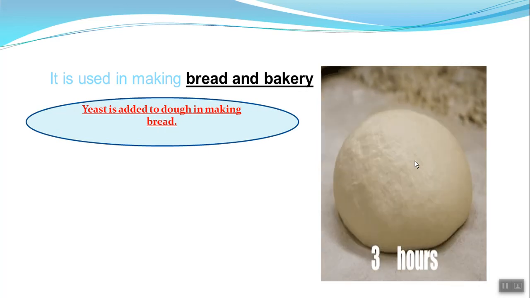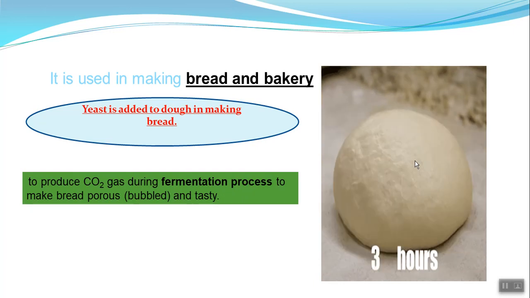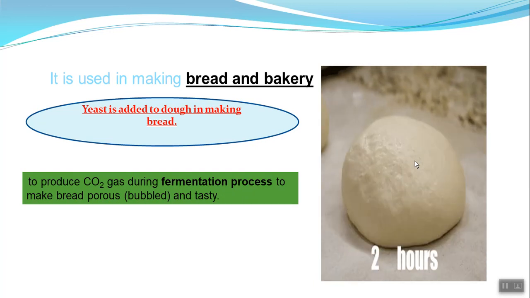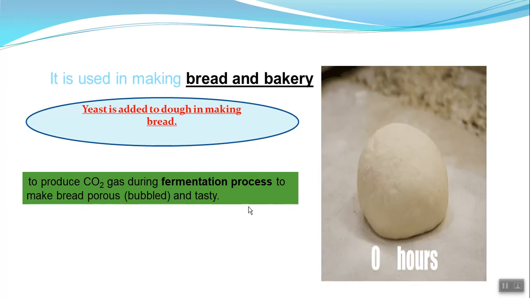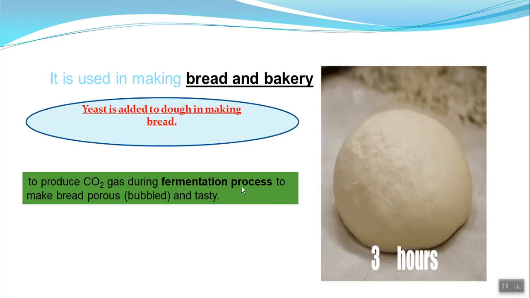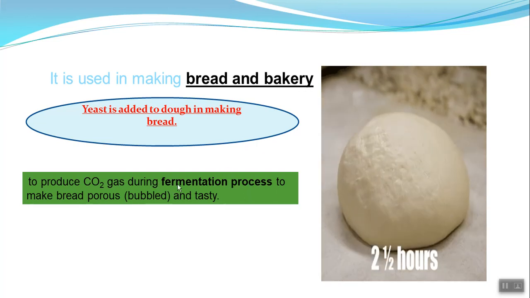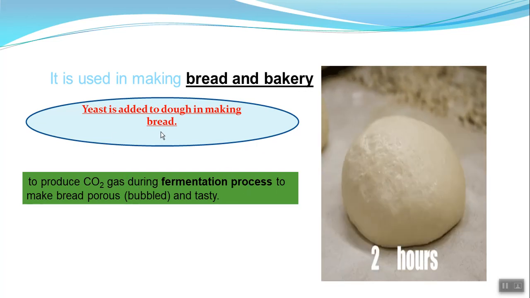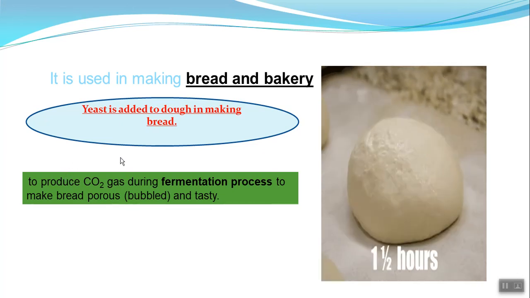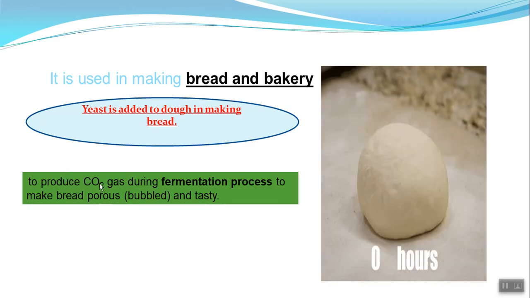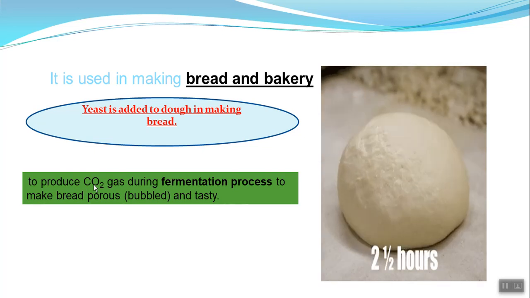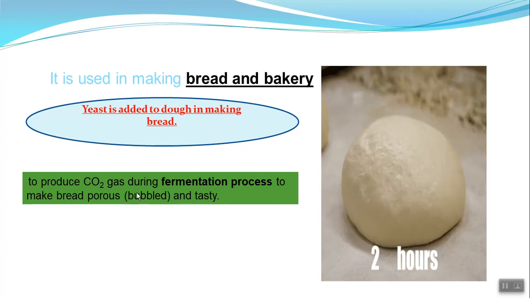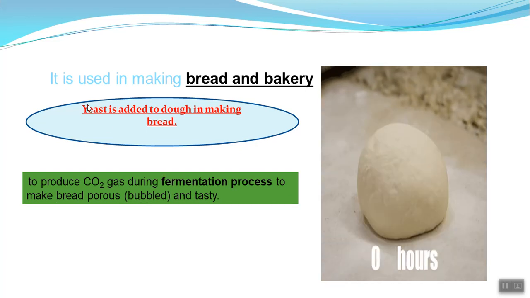So I add the yeast to the dough in making bread to produce carbon dioxide, which makes the bread porous and tasty. This process, I call the fermentation process. So the fermentation process is the process of adding the yeast to dough and putting the dough in a warmer place to produce carbon dioxide, which expands the dough, makes the dough bigger and bigger, then makes the bread porous and tasty. So I use carbon dioxide in making bubbled bread.